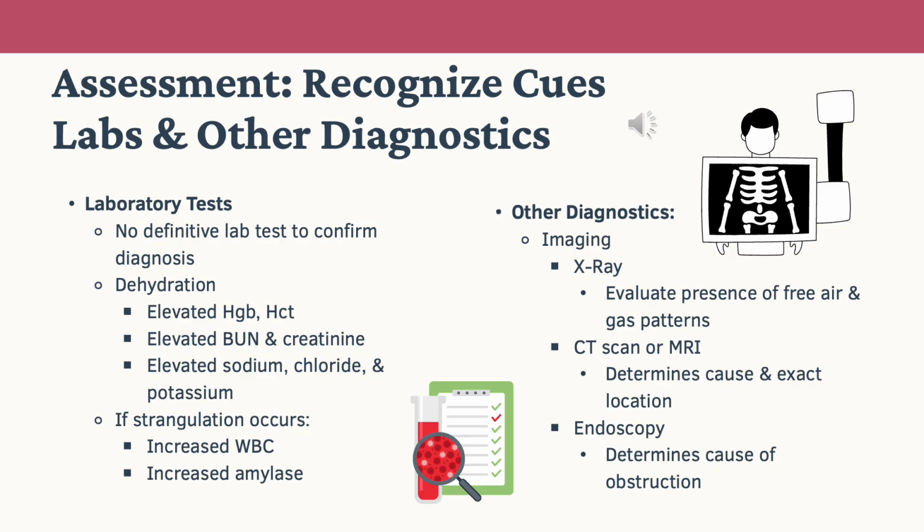Finally, endoscopic procedures like a sigmoidoscopy or a colonoscopy may be done to investigate the cause of the obstruction, especially in cases of suspected colorectal cancer or strictures. However, endoscopy is typically avoided if perforation or complete obstruction is suspected, simply due to the risk of exacerbating the condition.